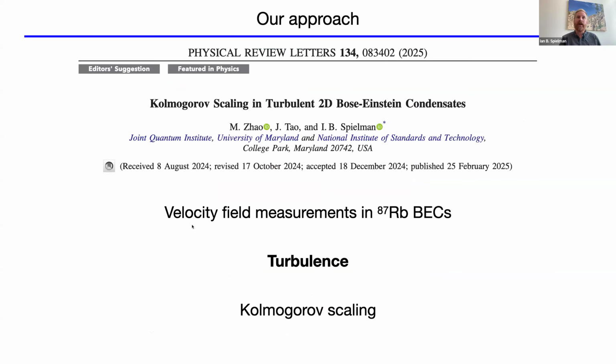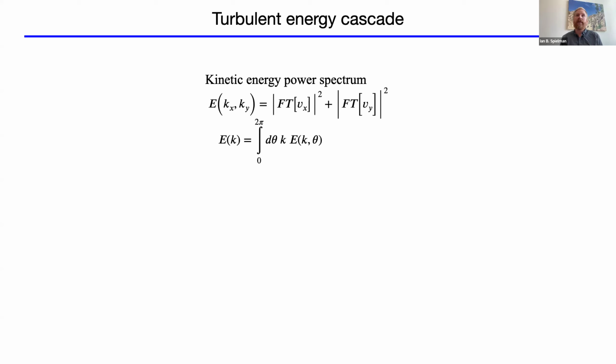Right. So with that, I've told you how we measure the velocity field in our atomic BECs. And now I'm going to go into a little bit more detail about turbulence in these systems. All right. So I've used the word turbulence loosely. Let's be a little bit more specific about what we're thinking about here. Typically, when you think about turbulence, the first thing you think about is the kinetic energy power spectrum.